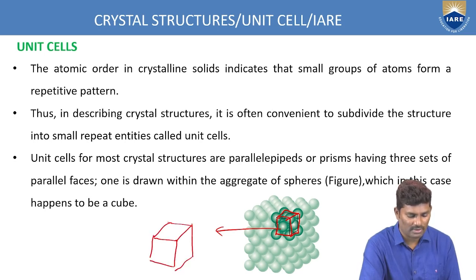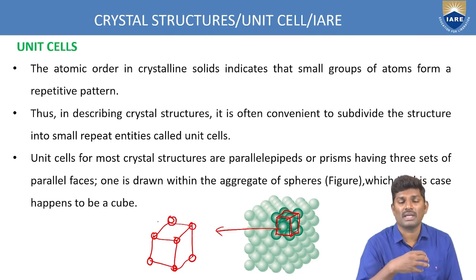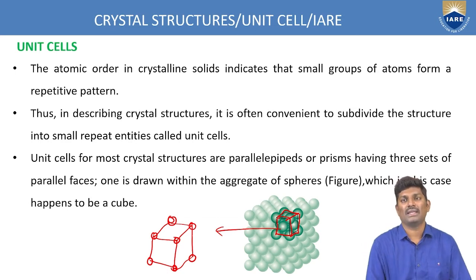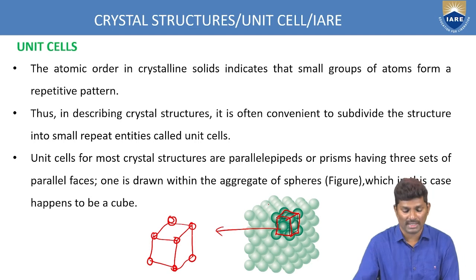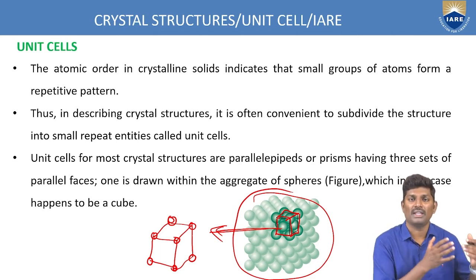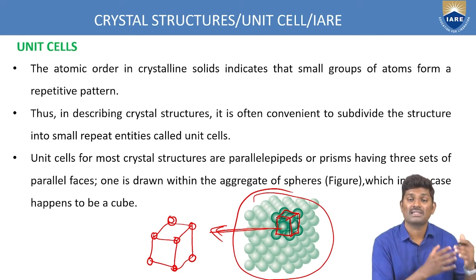And here you have all the atoms, which are again bonding to each other. All the neighboring atoms are being bonded to each other. So the atomic order in crystalline solids indicates that the smallest group of atoms forms a repetitive nature. So what is the smallest group here? In this total aggregate model, this is the smallest model. If this smallest model is arranged in a repetitive manner, then you can form an atomic structure, a crystal structure.